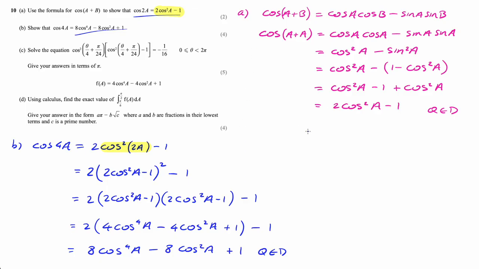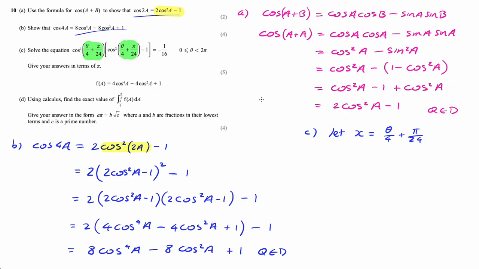Part C. Solve the equation. Okay, so this is obviously going to be tricky, guys. We're going to have this times this equals this. Firstly, this theta over 4 plus pi over 24, which is here and here. Let's give that another name. Let's use x. So we're going to start by letting x equal theta over 4 plus pi over 24.